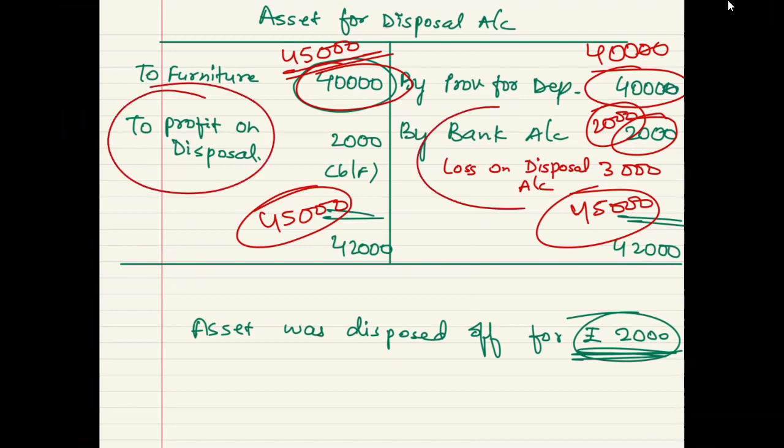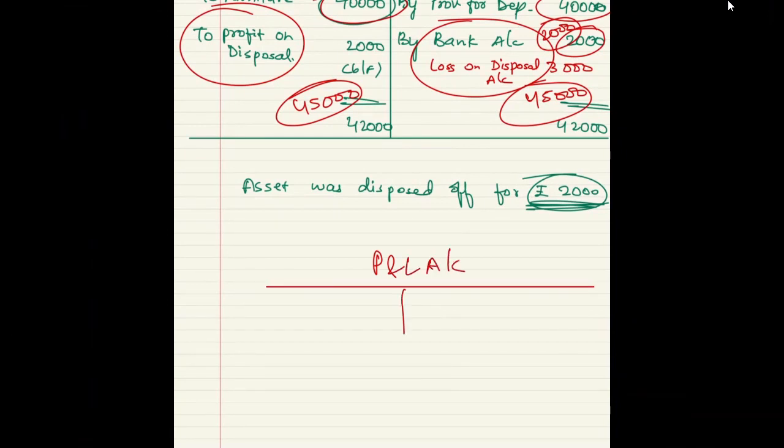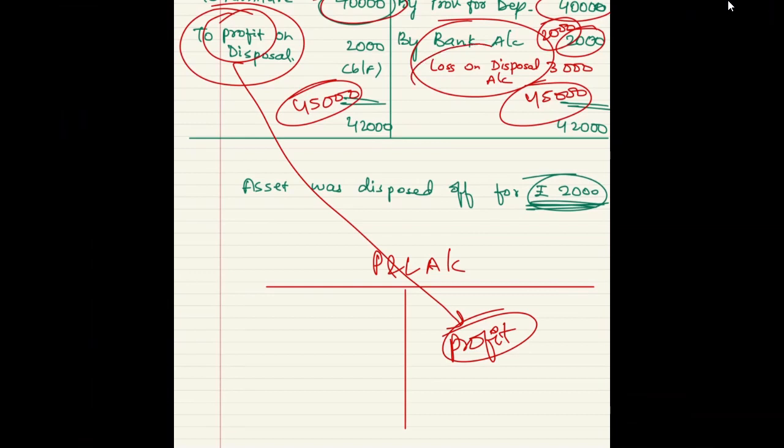Whatever is the profit or loss, it will go to your P&L account. If it is a profit, it will go on the credit side as profit on disposal, and if it is a loss, it will go on the debit side as loss on disposal. Rest everything is same.